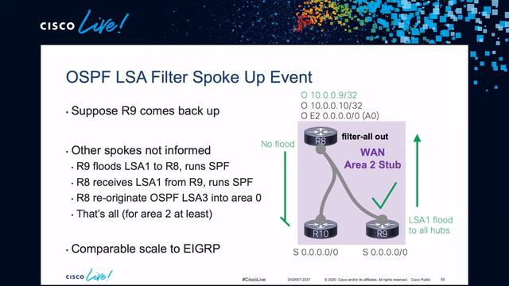R8 also has to re-originate any Type 3 LSAs into Area 0, so the 10.0.0.9/32 in our case will be re-originated into Area 0 so the rest of the network can reach this remote site.